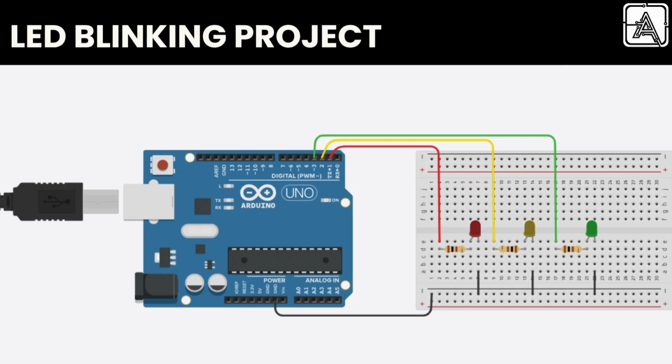We will begin with a simple yet fascinating project, the LED blinking project. This project is perfect for beginners as it demonstrates the basics of Arduino programming and circuit building. In this project, we will make 3 LED lights blink in a sequence to mimic a traffic light system. It's a fun and educational way to understand how a microcontroller works with hardware.